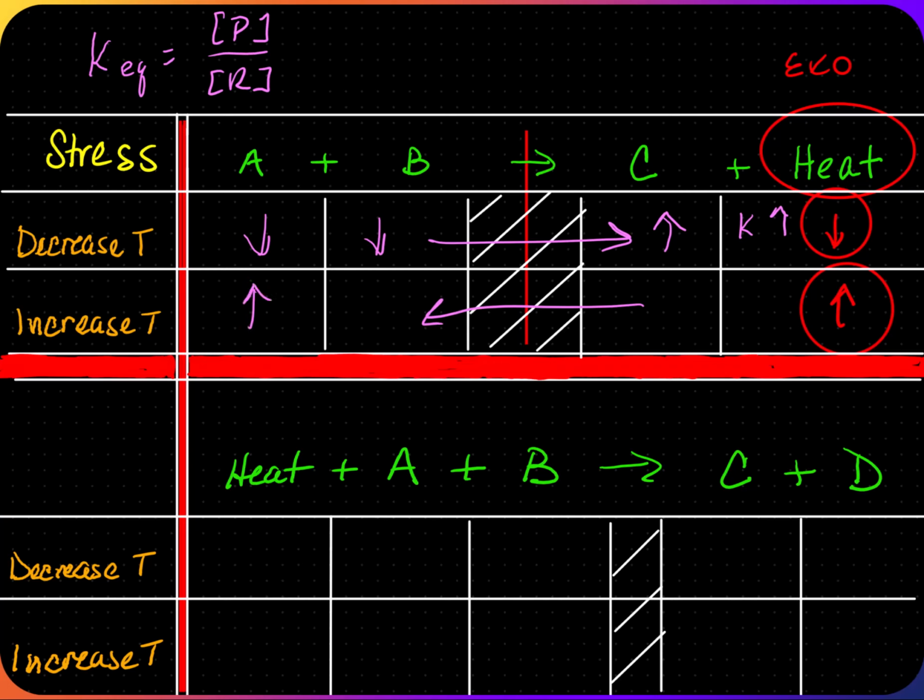My reactants are going to increase. My products are going to decrease. Equilibrium is products over reactant. Since there are more reactants and the reactants are the denominator, my K is going to decrease.